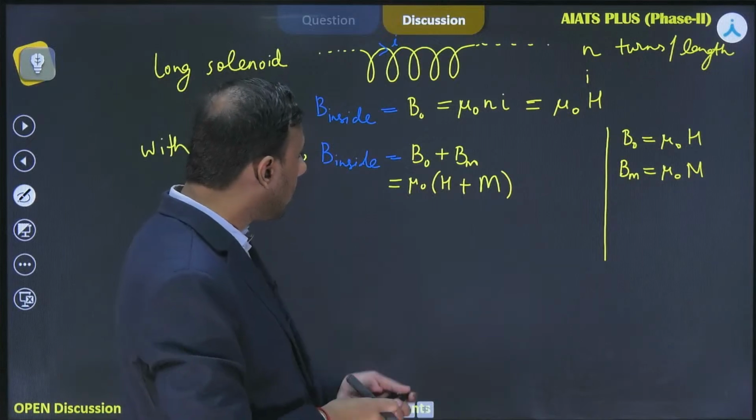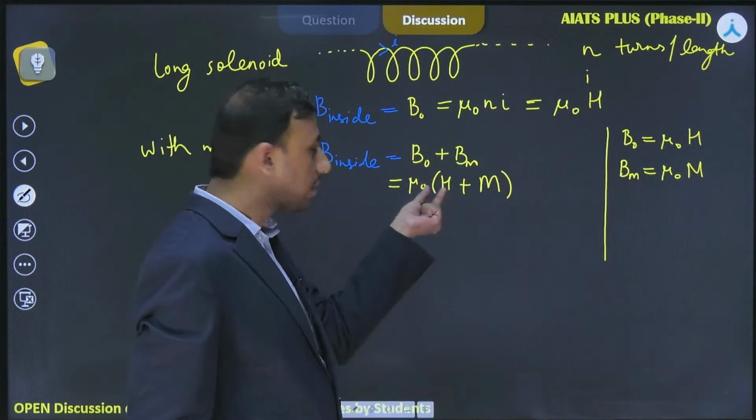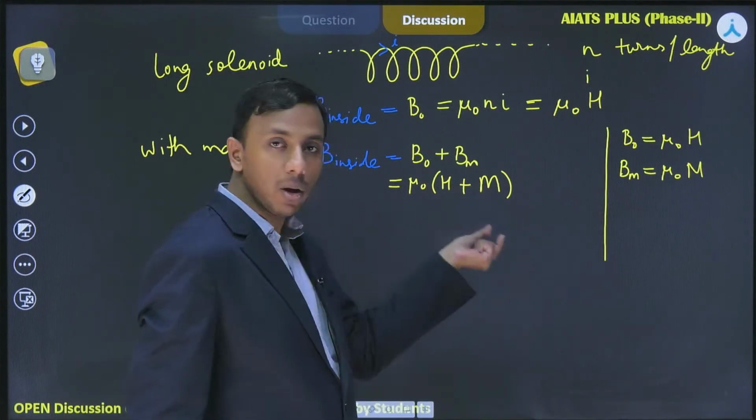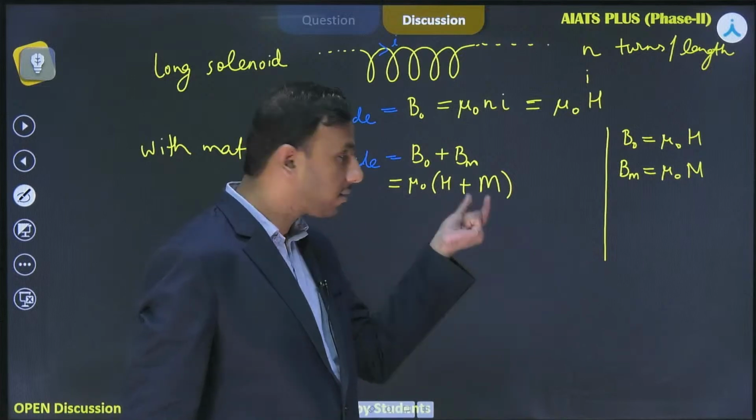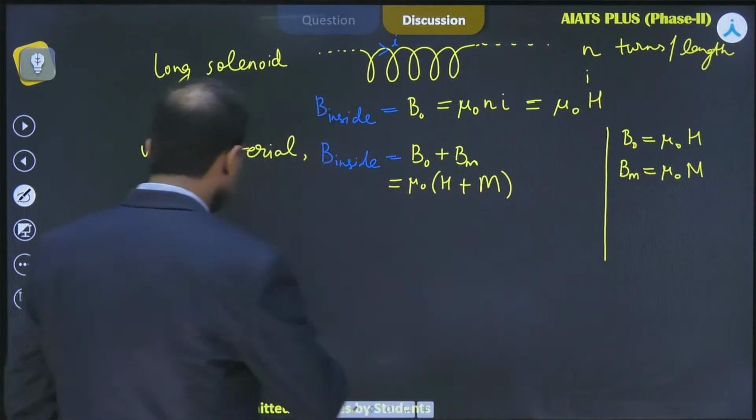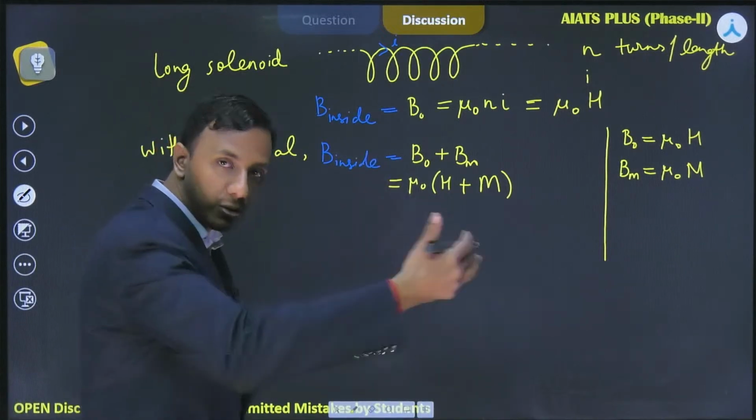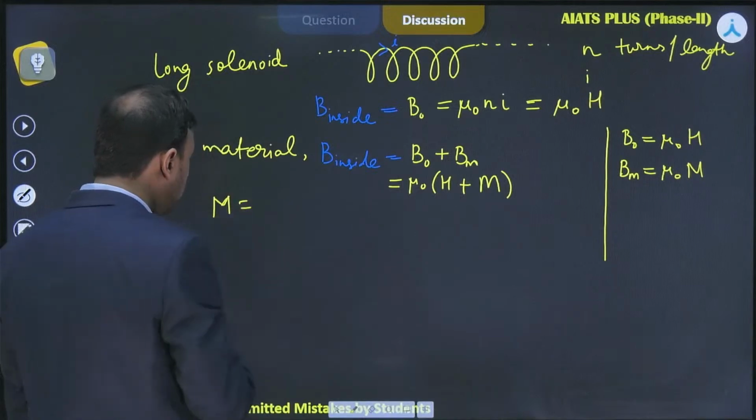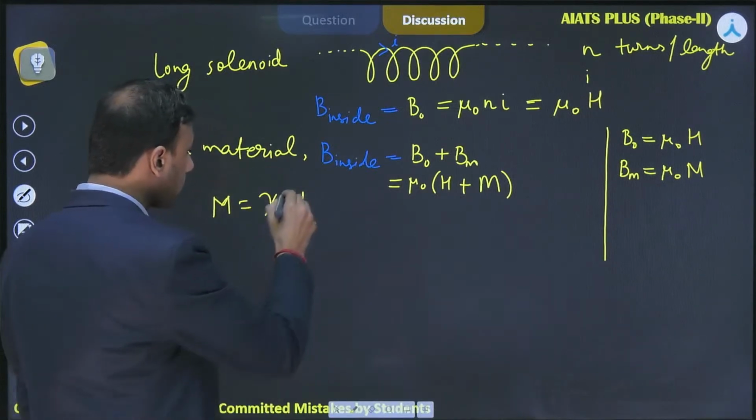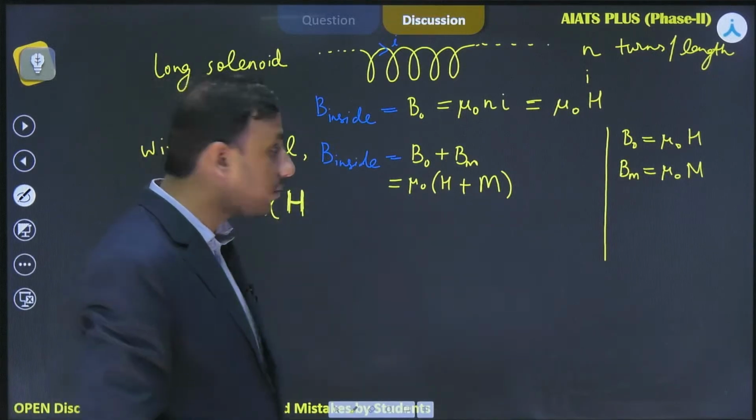Now if you see, there is a connection between them as well, right, because this H was of the solenoid when there was no material, and this M belongs to the material, right. This is due to the material. So can there be a connection between them? Yes, there is. So this M is also related to this H. We say M is proportional to H, okay. So we say M is equal to Xi H.